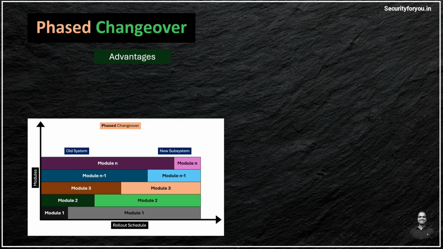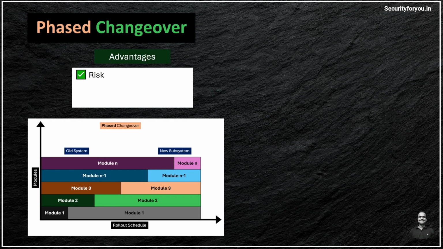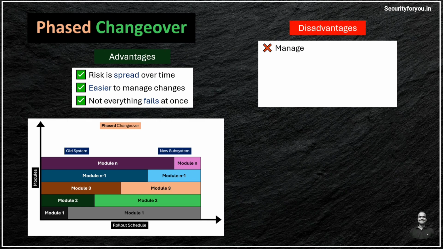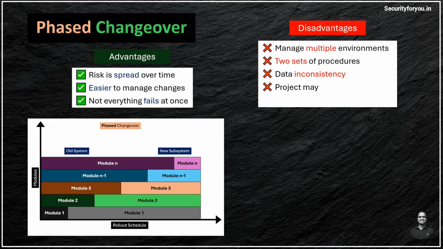The advantages of phased changeover are that risk is spread over time, it is easier to manage and control changes, and not everything fails at once if something goes wrong. And some of the disadvantages are it can be complicated to manage multiple environments, it requires staff to use two sets of procedures, data consistency issues may arise, the project may take longer, and customization in each phase may become difficult, right?